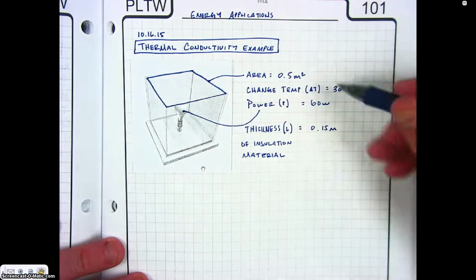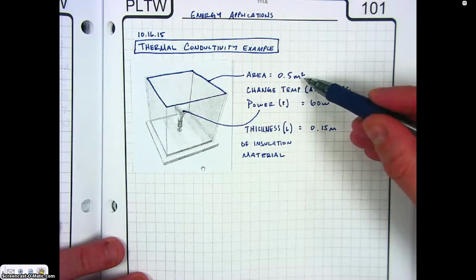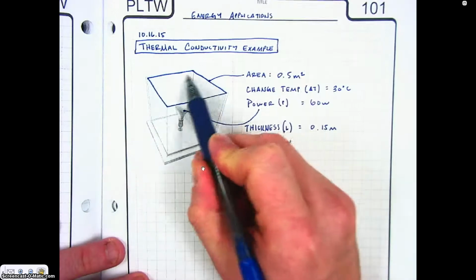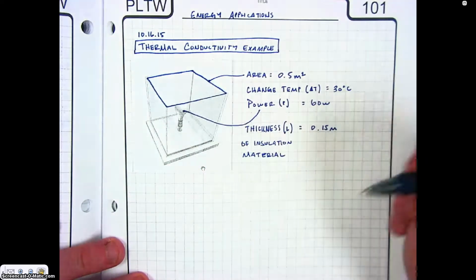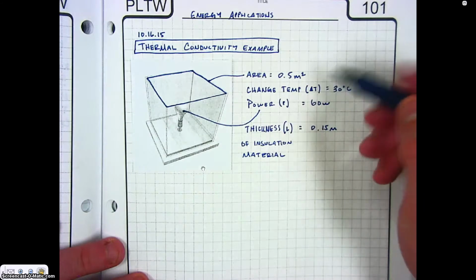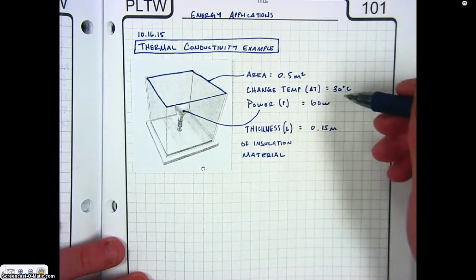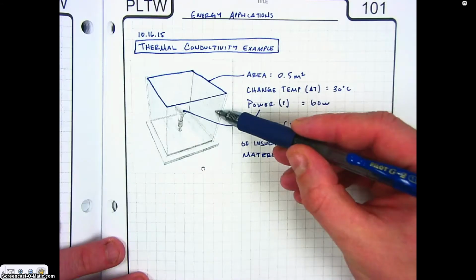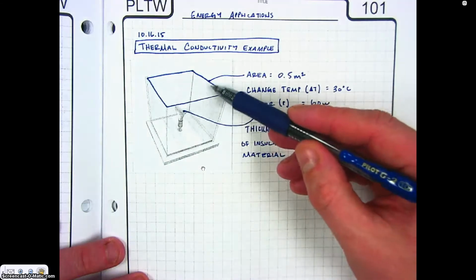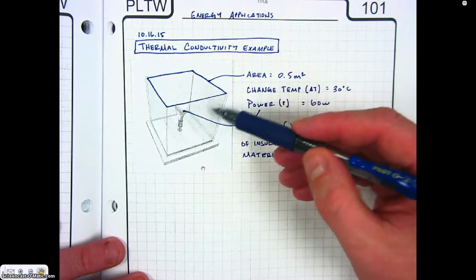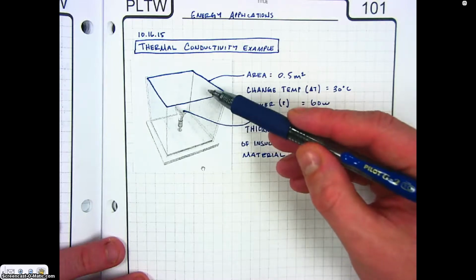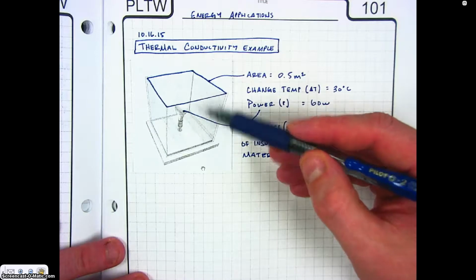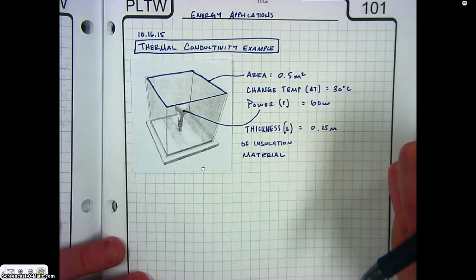And so we have some knowns here. First of all, we know the area of our box, and that is the area made up by the blue rectangular shape. We know the area is 0.5 meters squared. We know the change in temperature. We have a temperature probe on the inside of this box, and a temperature probe on top of the insulation material outside of this box. The difference, inside to outside, is 30 degrees Celsius. So it's 30 degrees Celsius warmer in the box than it is on top of the insulation material.